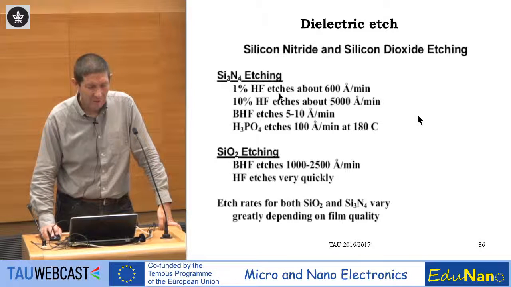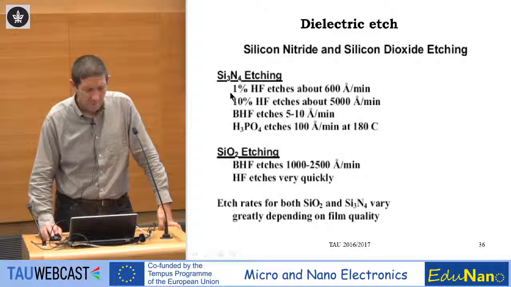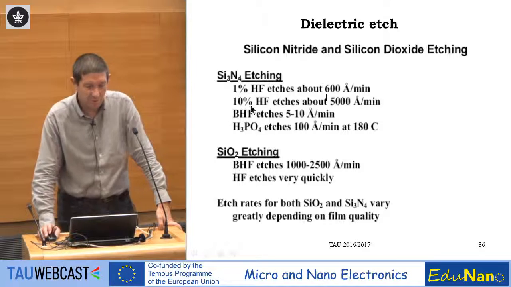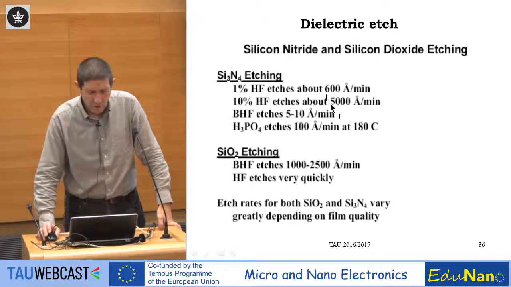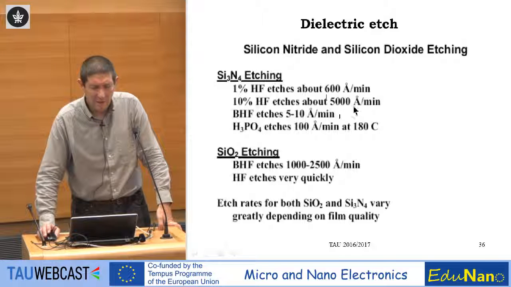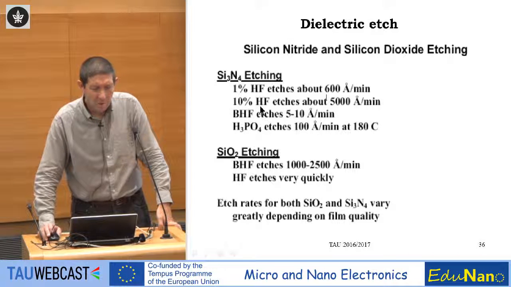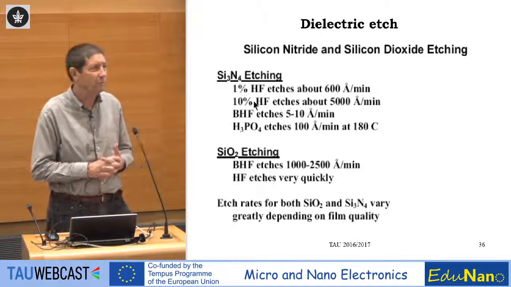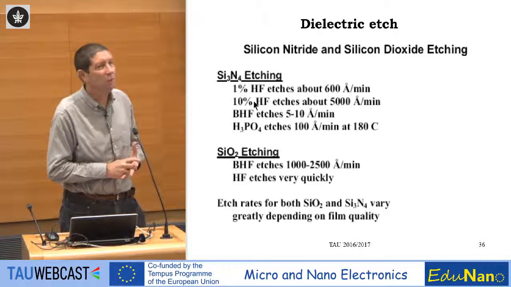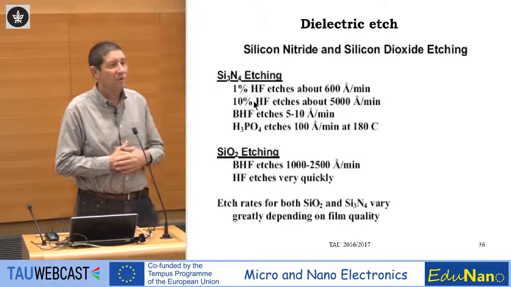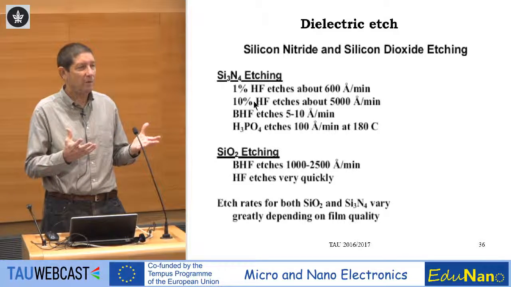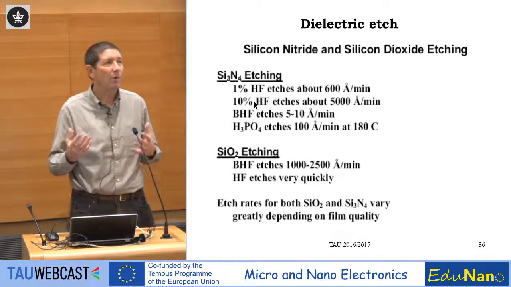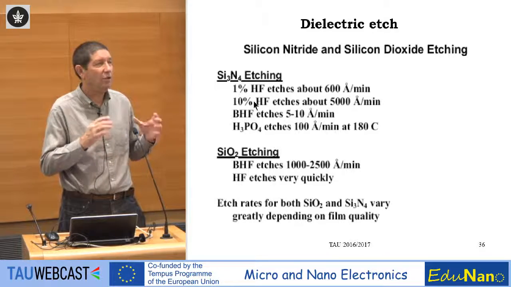And silicon oxide you etch with HF. For example, if you take 1% HF in water, you etch 600 angstrom per minute. If you take 10%, you etch almost 9 times faster. The problem with HF, hydrofluoric acid, is, first, it's a very dangerous solution. Second, it also attacks photoresist. It attacks other materials. So it's very common that instead of using straight hydrofluoric acid, you mix it, for example, with ammonium fluoride, NH4F.